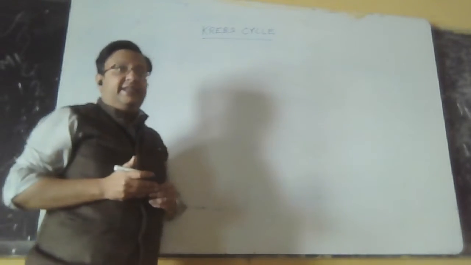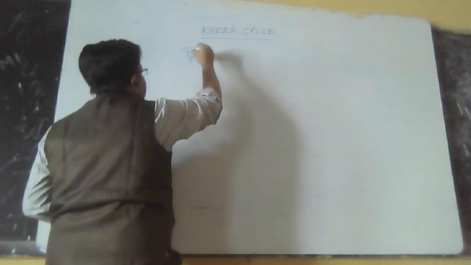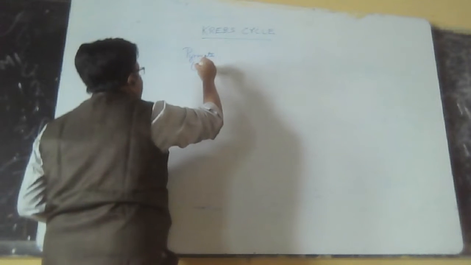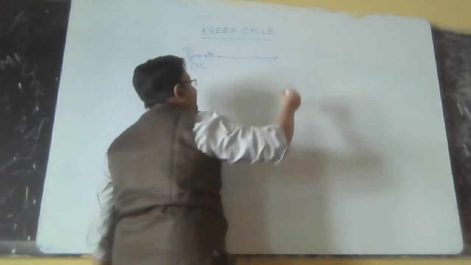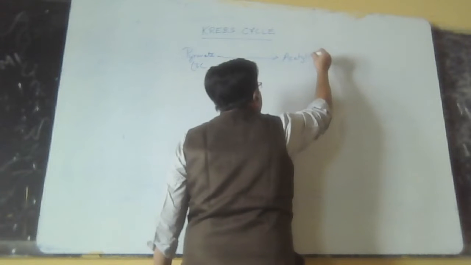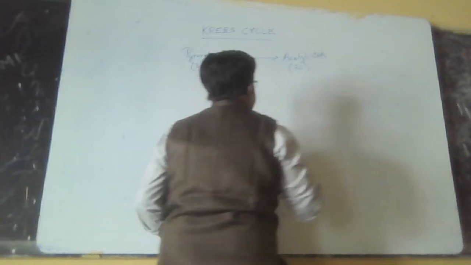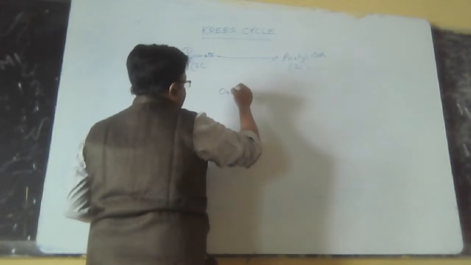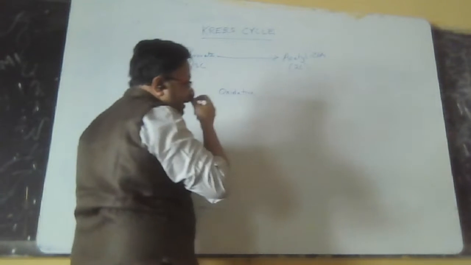Now this Krebs cycle, before we know that pyruvate, this is 3 carbon, this becomes acetyl CoA, this is 2 carbon. This process is known as oxidative decarboxylation.